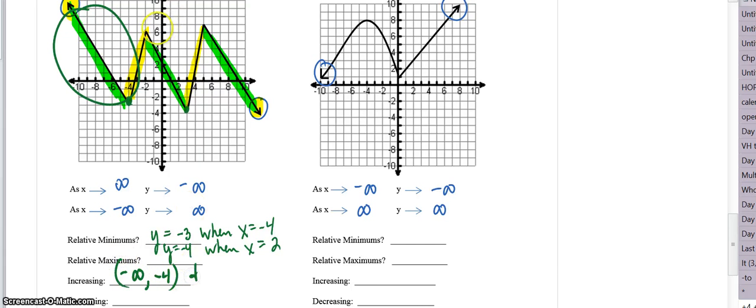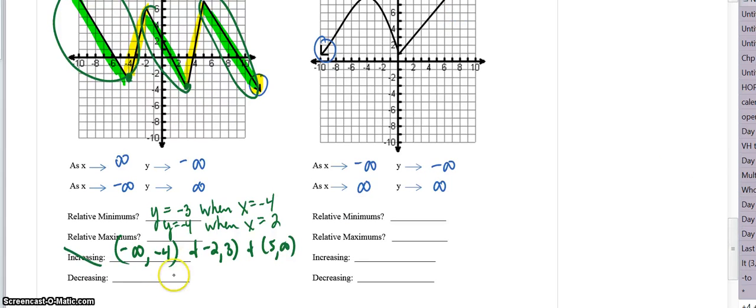And then I'd also say it's increasing from, oh shoot, that was decreasing, guys. Sorry about that. We'll do the decreasing ones right now. It's decreasing from a negative 2 to 3, and then it's also decreasing on this section from 5 to infinity. So the increasing ones then are the yellow ones. And so it's increasing from a negative 4 to a negative 2. Remember, we switched these two around. And it's increasing from 3 to 5.